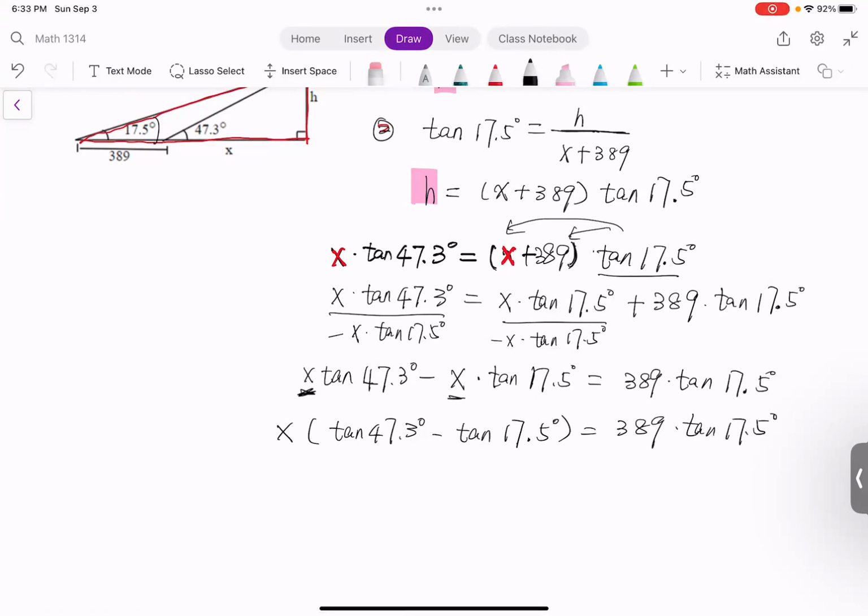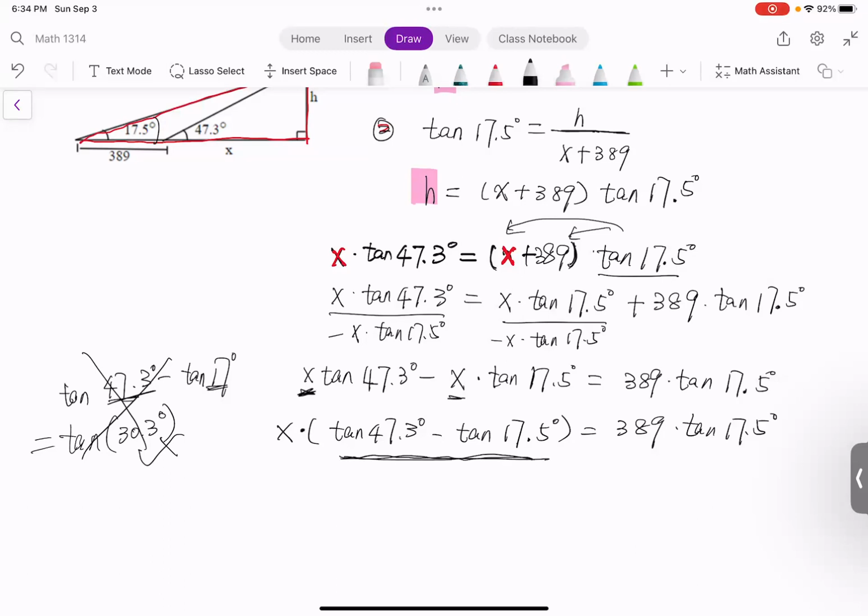Here is one thing, be careful. In the parentheses, we have tangent, for example, 47.3 degrees minus tangent, for example, 17 degrees. I'm not having tangent of the subtraction between these two angles, which would be 30.3 degrees. No, this is wrong. I can only use my calculator to find the solution. So do not do this. This is wrong. All right, let's divide both sides by this amount.